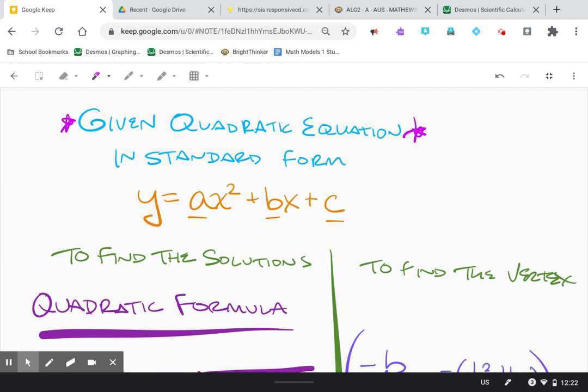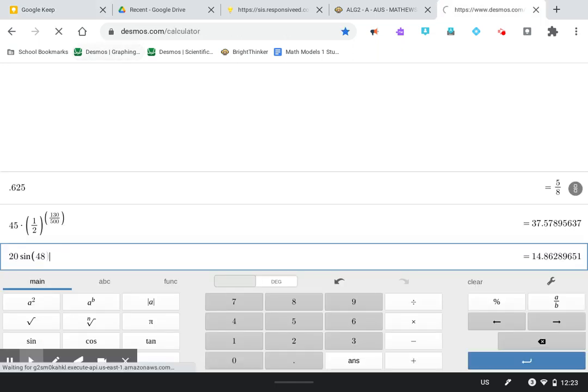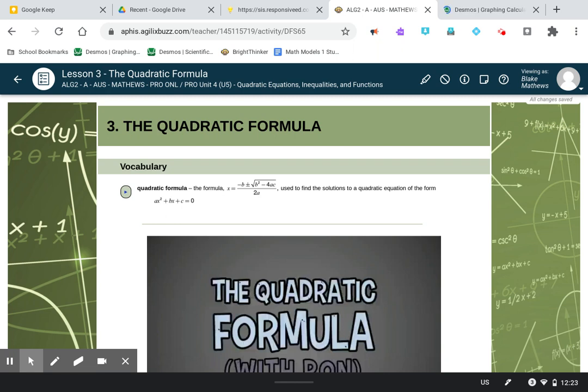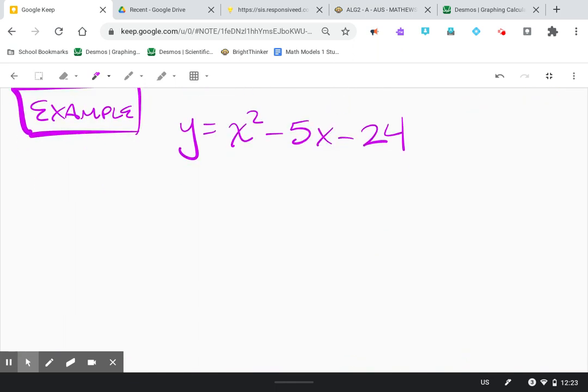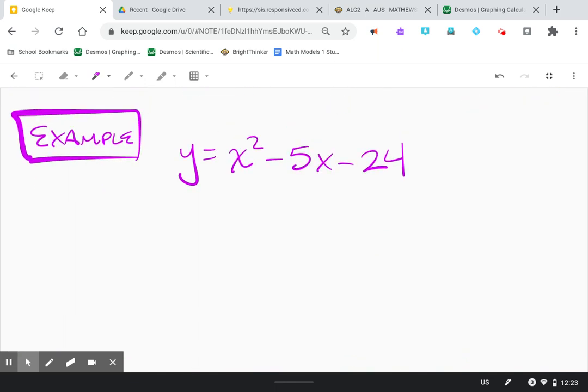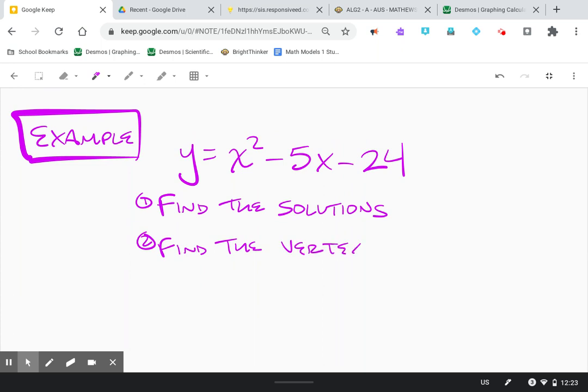Now, I'm going to do an example and then tell you your options, because just to be completely upfront, you're not 100% required to use the quadratic formula every time. We know we can solve these equations using a graphing method, and I'll show you what that looks like as we go along. So here we have this equation and we want to find the solutions, and we'll also find the vertex of this. So we'll do both.